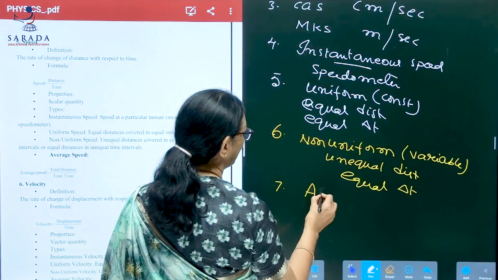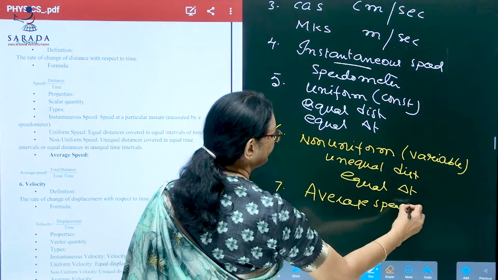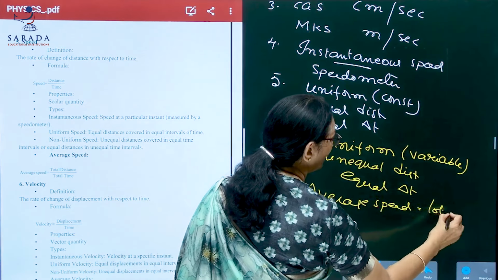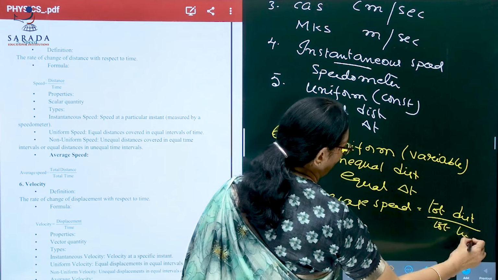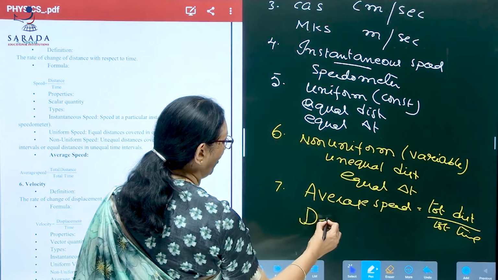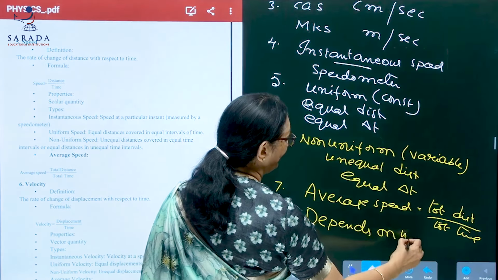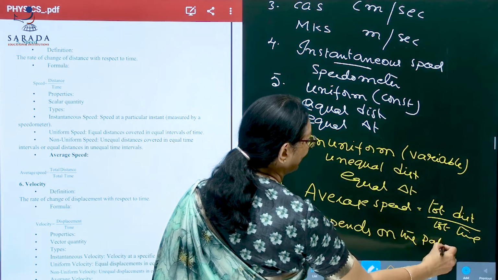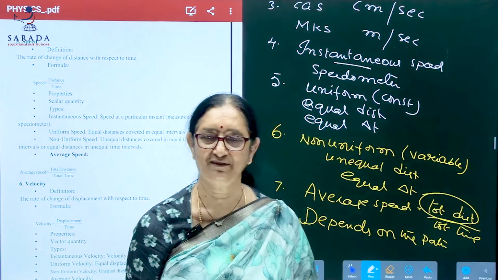Okay, and next let us see what is average speed. Average speed is total distance by total time. And average speed depends on the path taken, because the distance depends on the path taken.